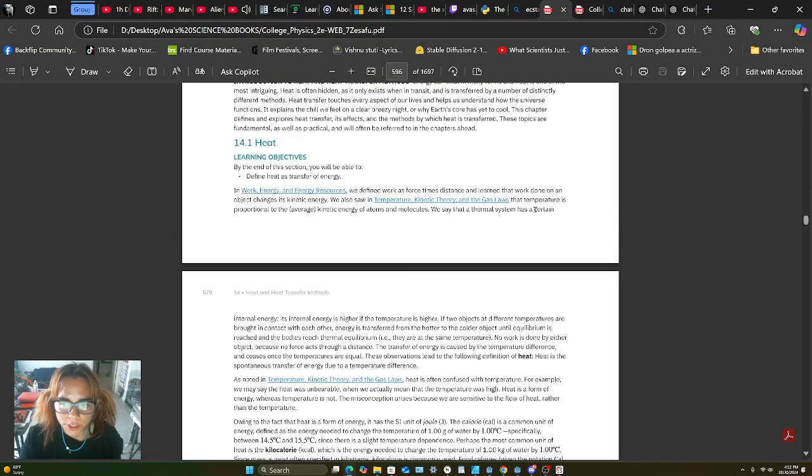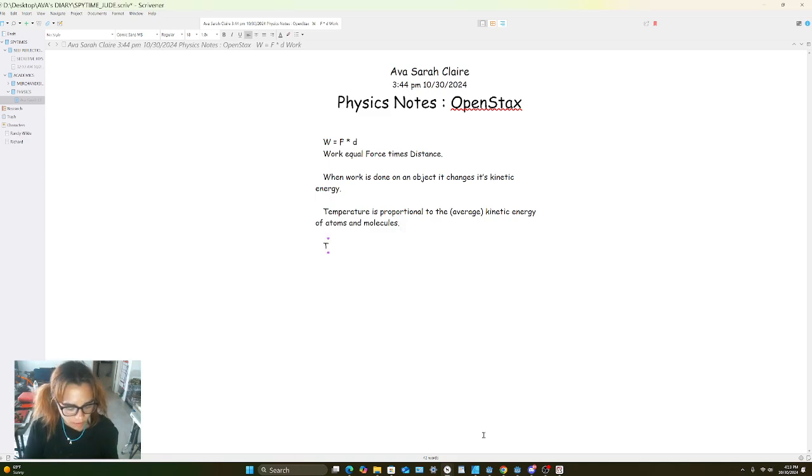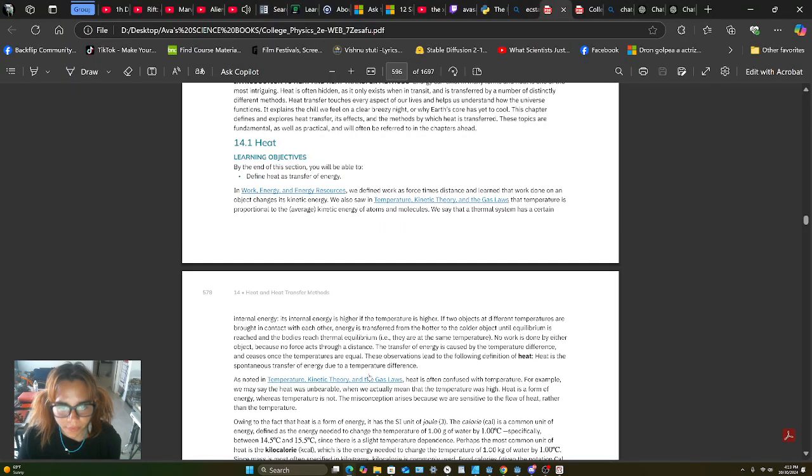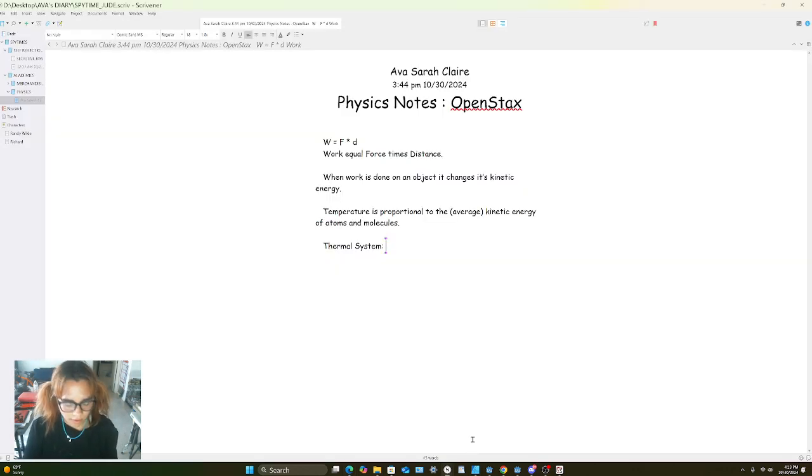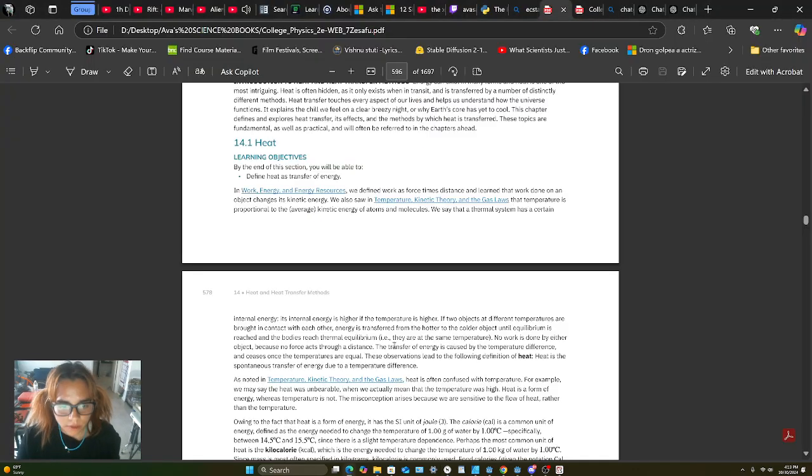We say that a thermal system has a certain internal energy. Okay, so we're going to write thermal system. There we go. We see that a thermal system has a certain internal energy. Its internal energy is higher if the temperature is higher.